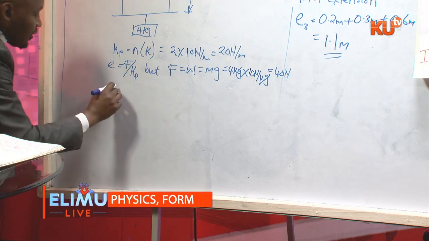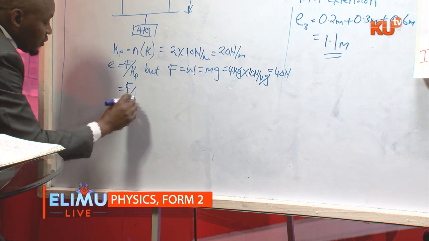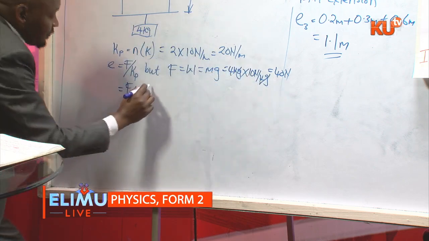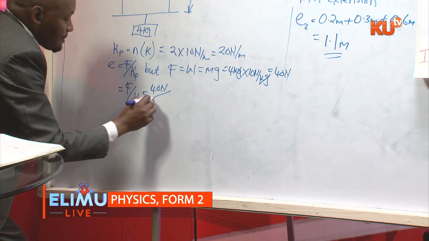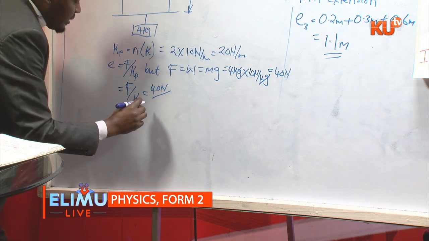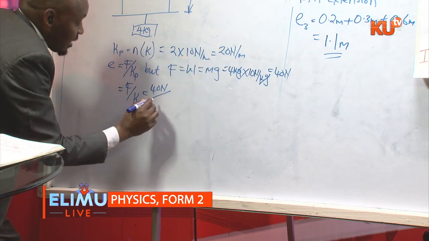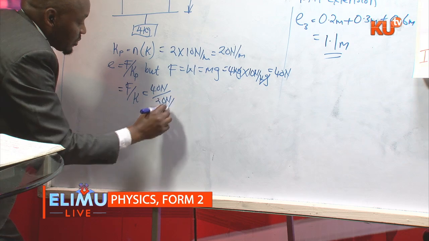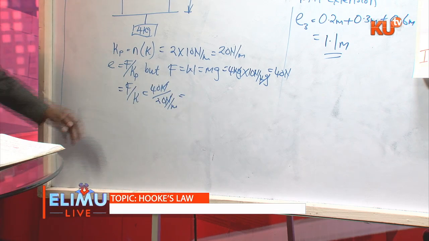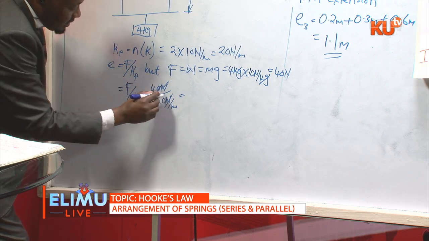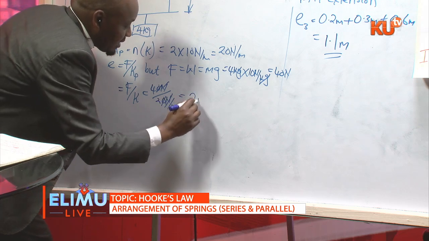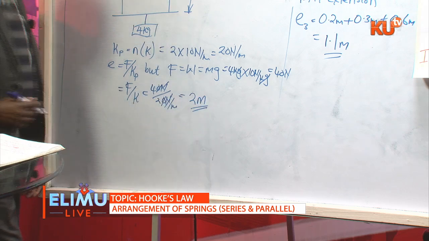Then, applying our formula that extension is force over spring constant: force 40 newtons, spring constant K that we have worked out will be 20 newtons per meter. Cancelling out the units for force, we remain with 40 over 20. The zeros will cancel out, and therefore 4 over 2 will give us 2 meters.